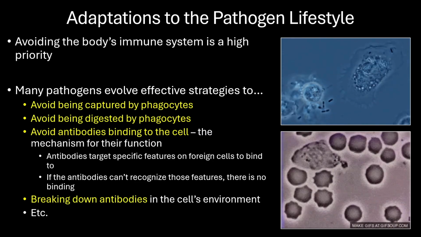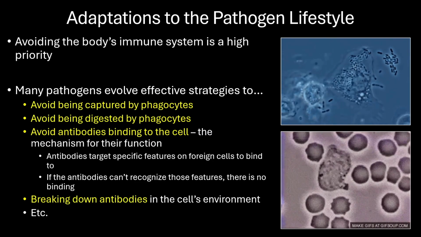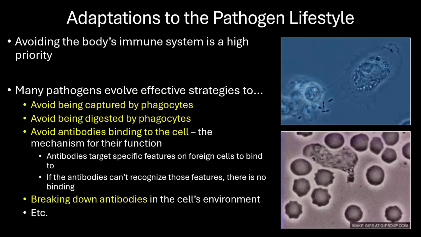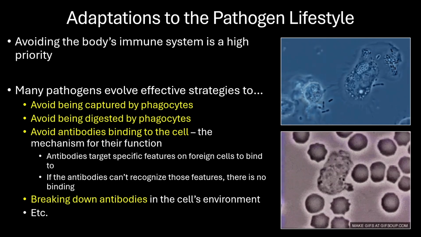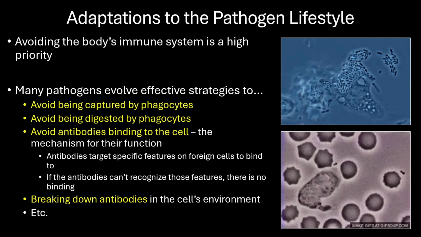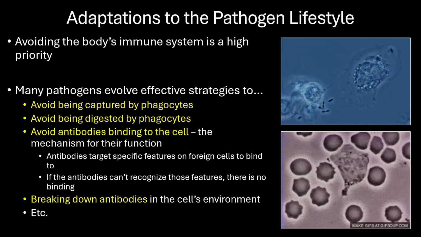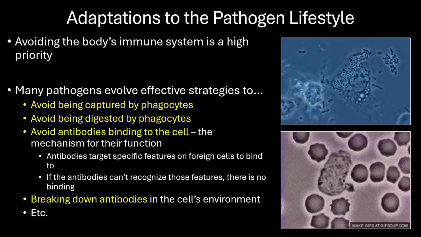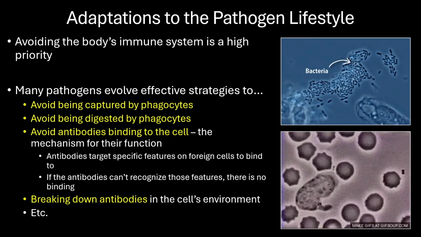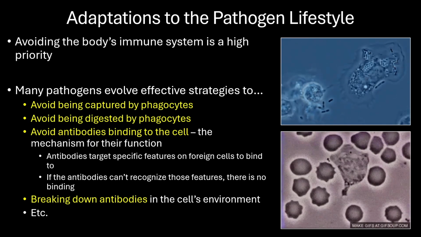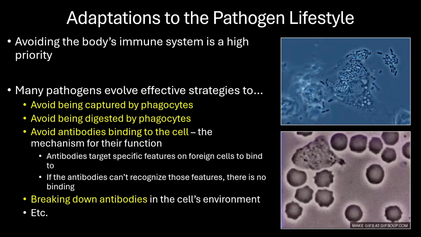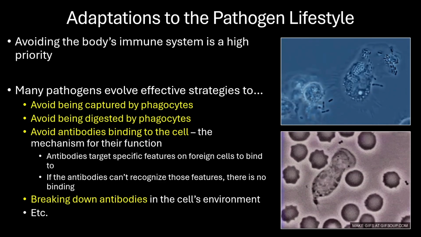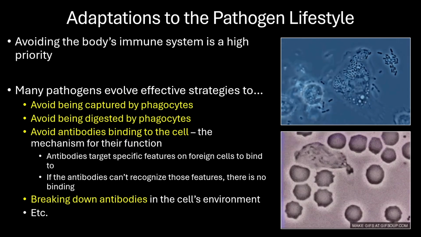When the body produces antibodies, they target a specific feature on the foreign cell, and that's the thing that allows it to bind. If the antibodies can't recognize those features, there is no binding. And so, antibodies are not effective on that particular strain. Some pathogens also evolve strategies to break down antibodies in the cell's environment. And there's a variety of other strategies that pathogens can evolve. This is just scratching the surface, really.